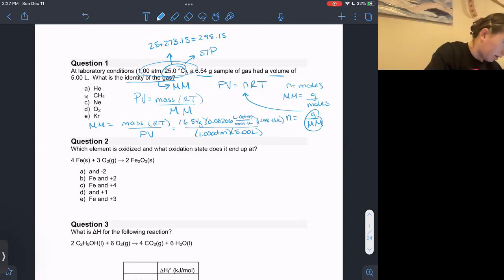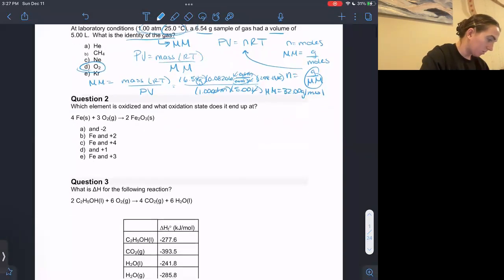Here I know that my liters will cancel out, my atmospheres will cancel out, my Kelvins will cancel out. So I'm left with grams over moles, and I know that my molar mass is going to be in grams per mole. That looks good, so I can plug this into my calculator. I end up with 32.00 grams per mole, and that'll be O2.